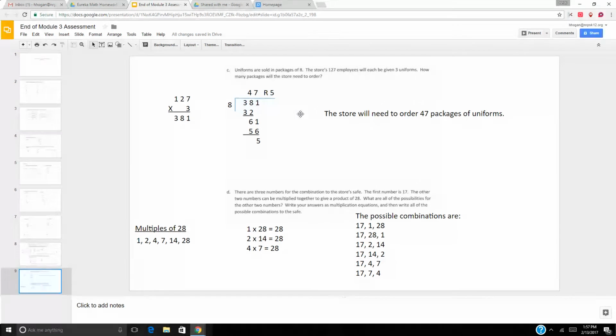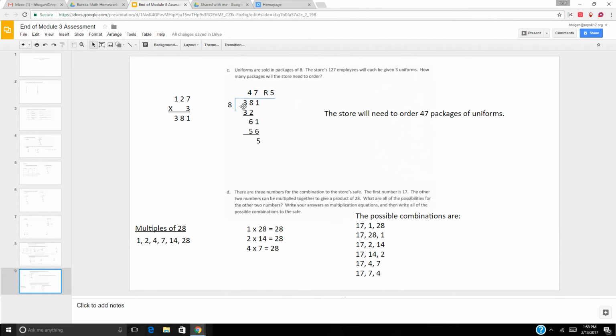So first we need to know how many uniforms do we need? Well, there are 127 employees and they're each getting 3. So that's 3 times 127. So how many uniforms will they need? 3 times 7 is 21. 3 times 2 is 6 plus 2 is 8, and 3 times 1 is 3. So they're going to need 381 uniforms, and they're sold in packages of 8.